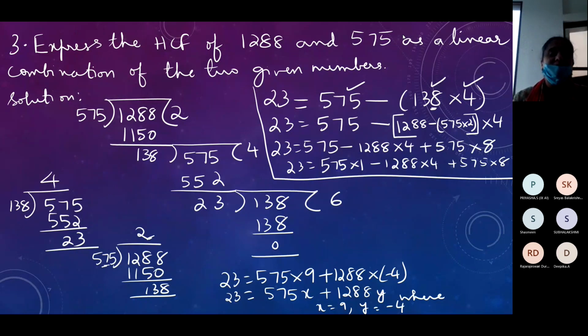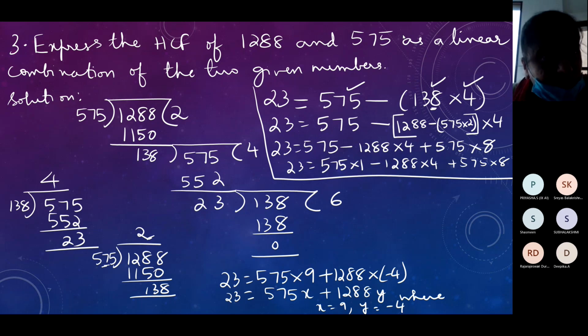So this is how we express the HCF as a linear combination of the two numbers given. The two numbers given are 1288 and 575. Listen to the question carefully. We need to express the HCF of these two numbers as a linear combination of these same two numbers.